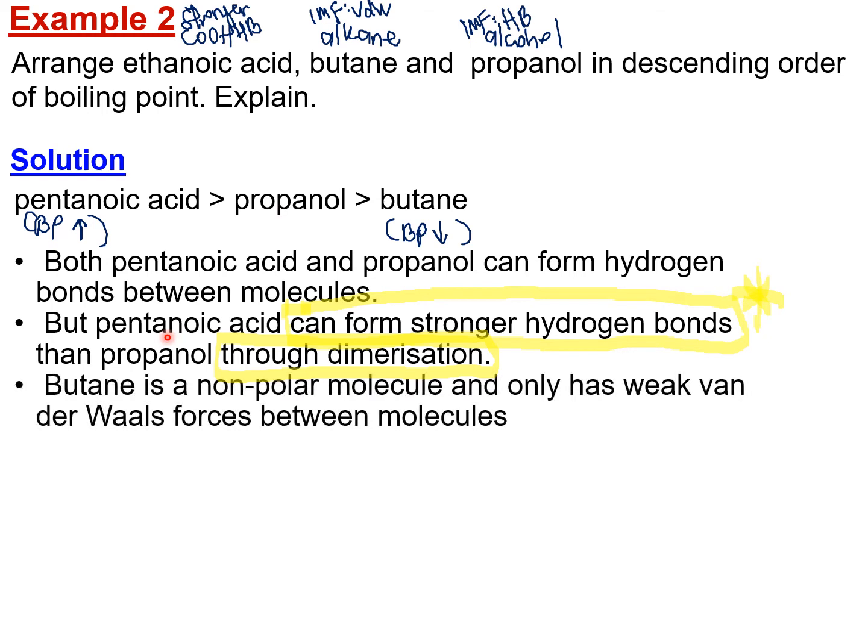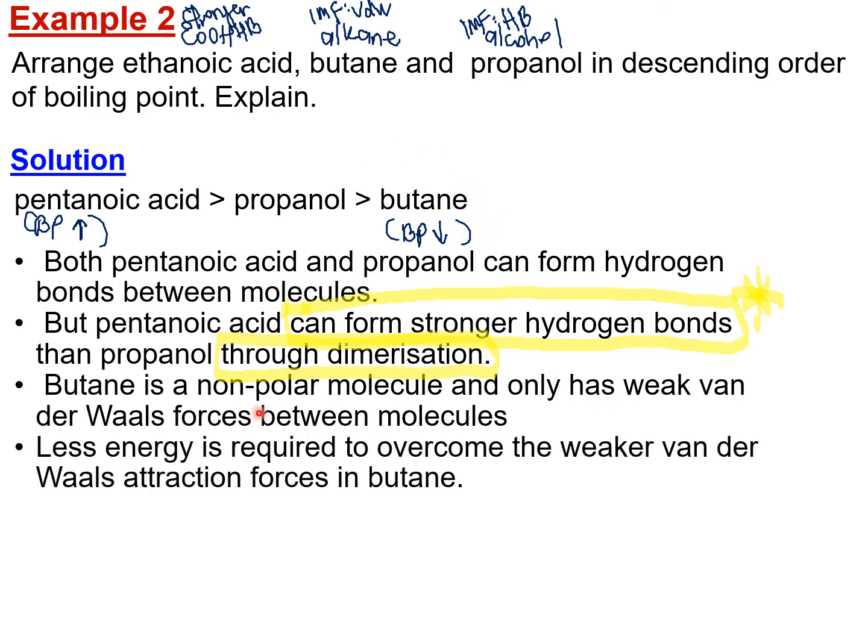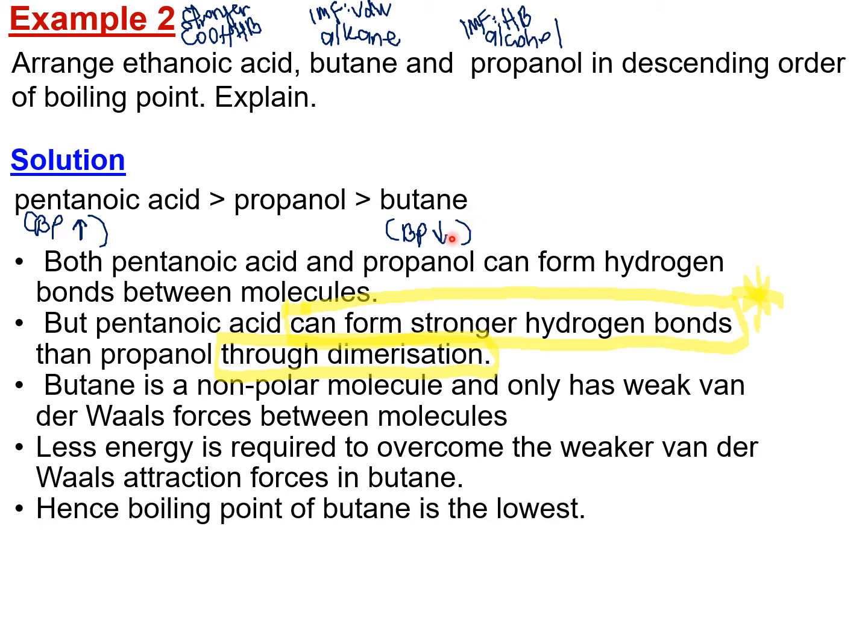Okay, and then next kita ulaslah pasal butane pula. Okay, butane ni kita tahu is a non-polar molecule and the type of intermolecular forces of butane ni hanyalah weak van der Waals forces. Okay, so since there are weak van der Waals forces, less energy is needed to overcome the weak intermolecular forces in butane. Therefore, that's why lah butane ni dia punya boiling point is the lowest.